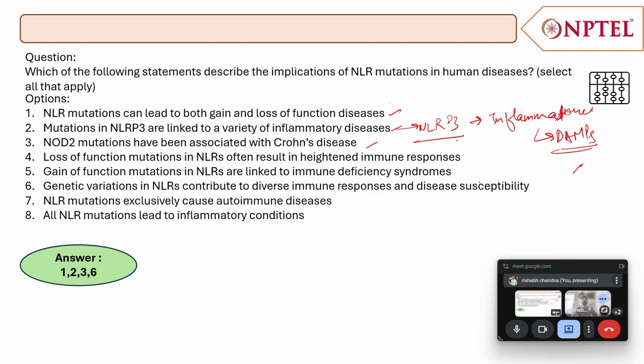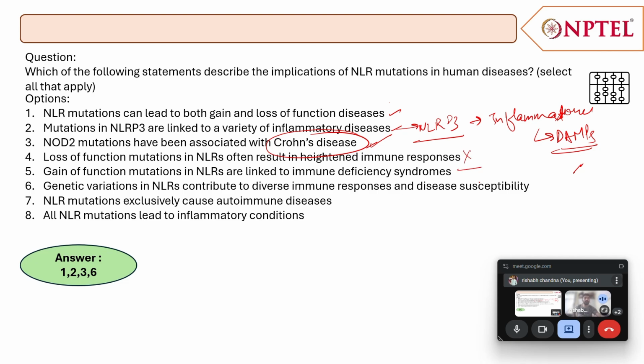Okay, so that's why any mutation in the NLRP3 can lead to a variety of inflammatory diseases. Then NOD2 mutation has been associated with Crohn's disease. Okay, so yes, we have seen this. This is also an inflammatory disease of the intestine. Then loss of function mutation in the NLRs will often result in heightened immune response.